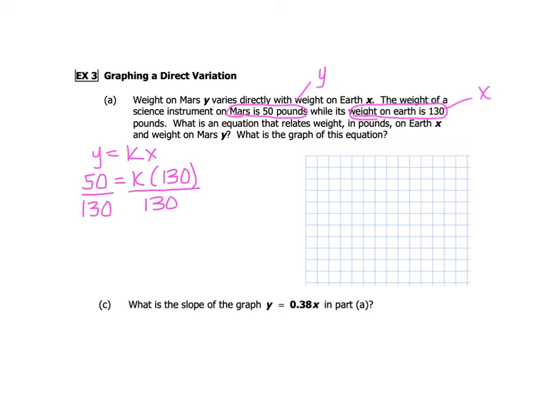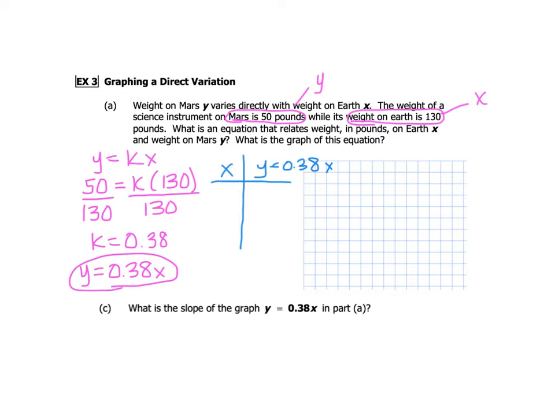Okay, now I've always told you if you're doing a story problem, it is okay if you want to use a decimal. So I brought a calculator in, and I've got 50 divided by 130 gives me 0.38. So I'm going to have k equals 0.38. And what that means is our equation is y equals 0.38x. Next thing I want to do is create a table of values.